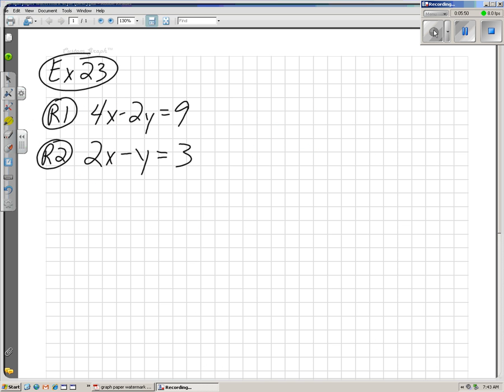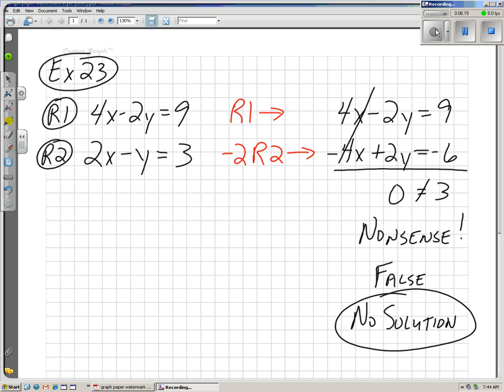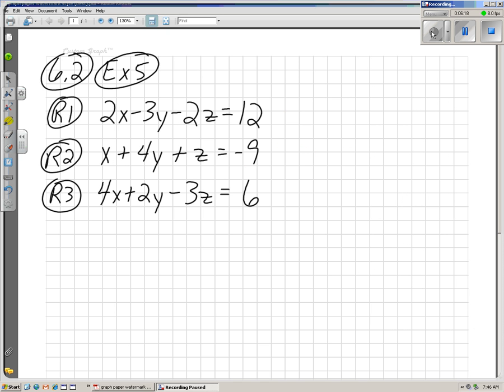Okay, on this one, an example for problem number 23, I noticed that 2 and 4 both go into 4, so I'm going to leave the 4x alone, and I'm going to change the 2x to -2x so that they cancel out. And I get 0 equals 3. Well, 0 does not equal 3. That's nonsense. And you can say your answer any number of ways. I like nonsense, but that just means this system is false. It has no solution. Again, we're talking about parallel lines that never cross.